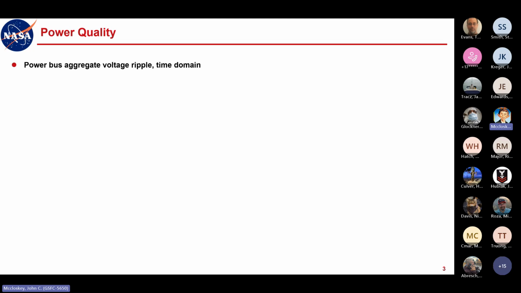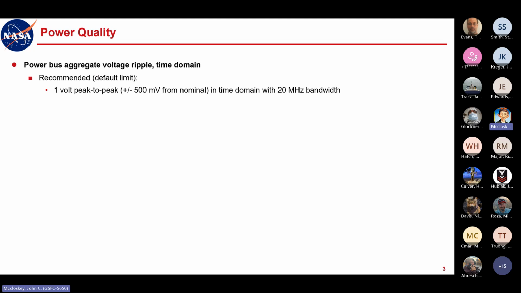Okay. So we'll start with power bus aggregate voltage ripple in the time domain. And the recommended or default limit is 1 volt peak to peak, or plus and minus 500 millivolts from nominal in the time domain with 20 megahertz bandwidth. This seems to inspire a lot of confusion. Those two ways of stating it are identical: 1 volt peak to peak, or plus and minus 500 millivolts from nominal. But that's why I write it both ways, so that it's explicit.